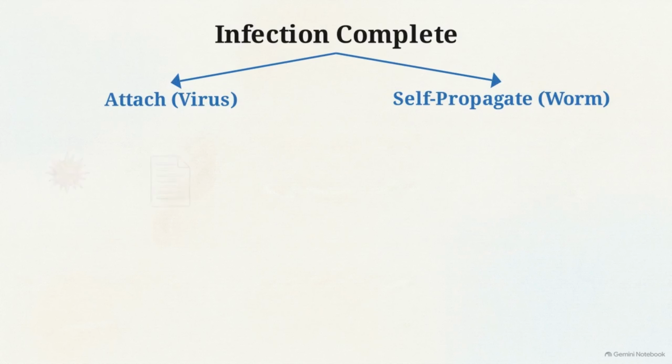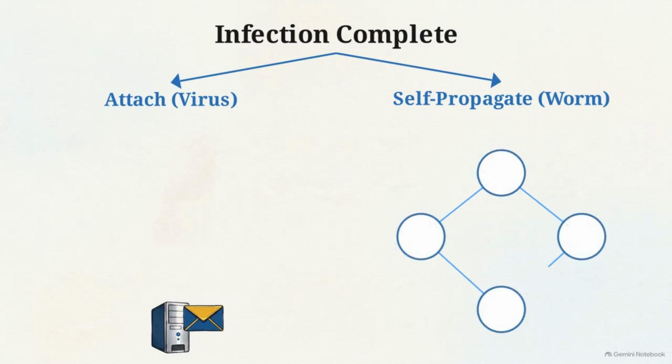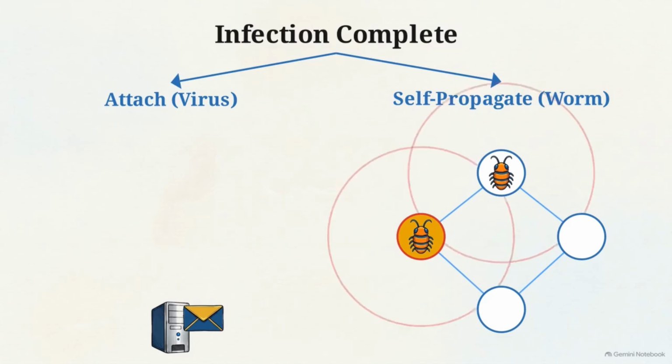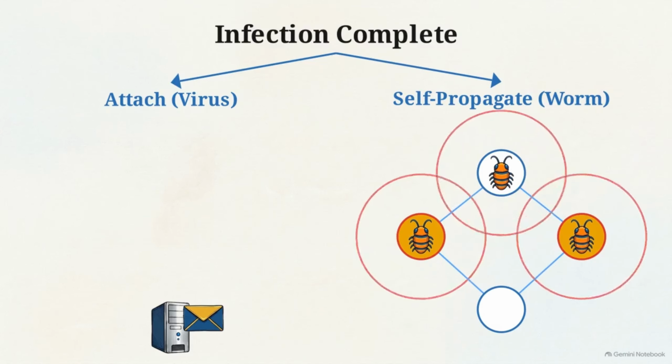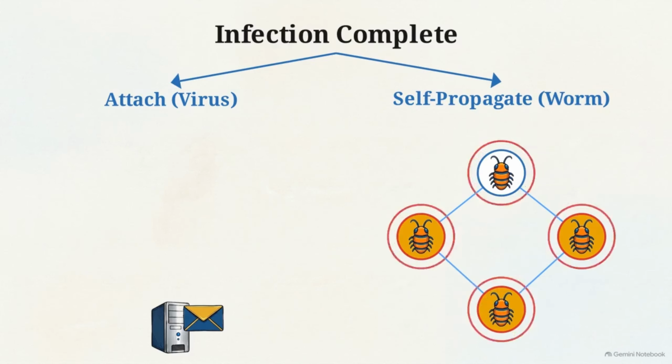Once inside, the propagation method defines the threat. A classic computer virus must attach itself to a legitimate host file and requires human interaction, like opening an email attachment to spread.